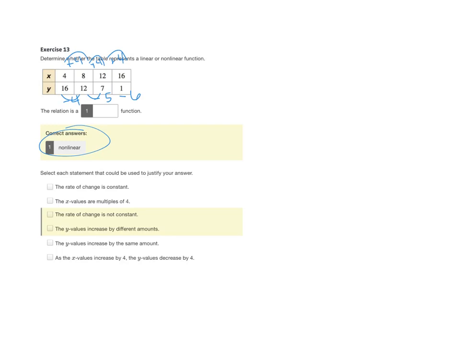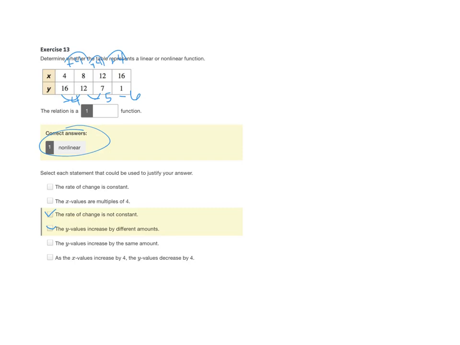The rate of change is not constant. That's true. The y values increase by different amounts. Yes. The y values increase by the same amount. No. As the x value increases by 4, the y value decreases by 4. That is not true.